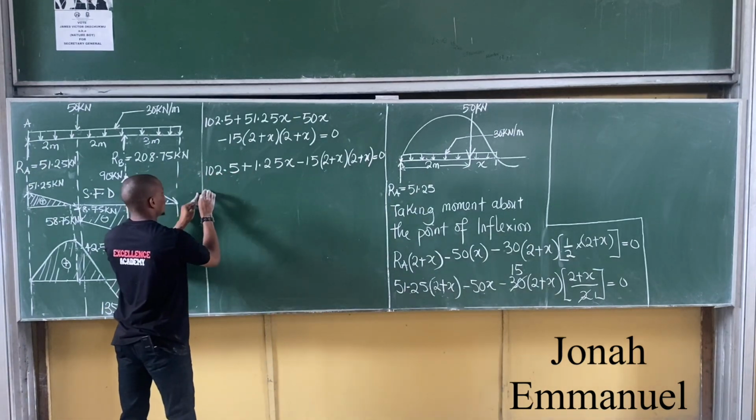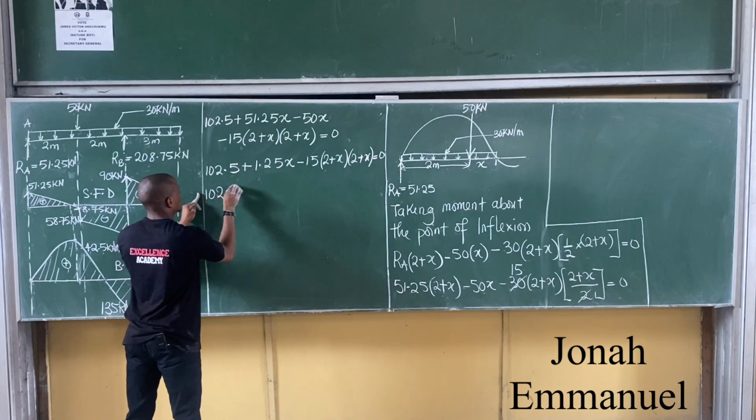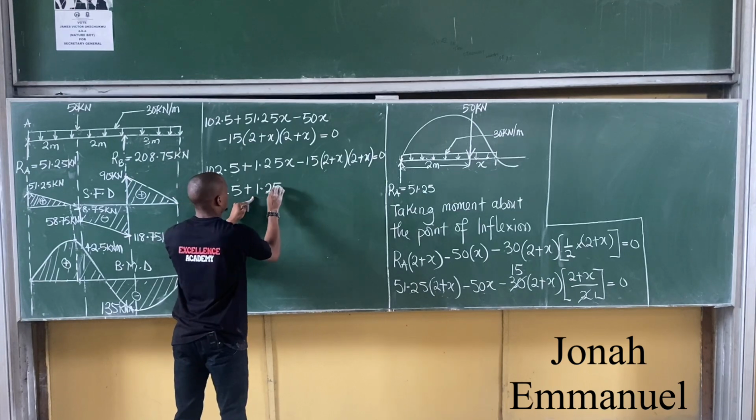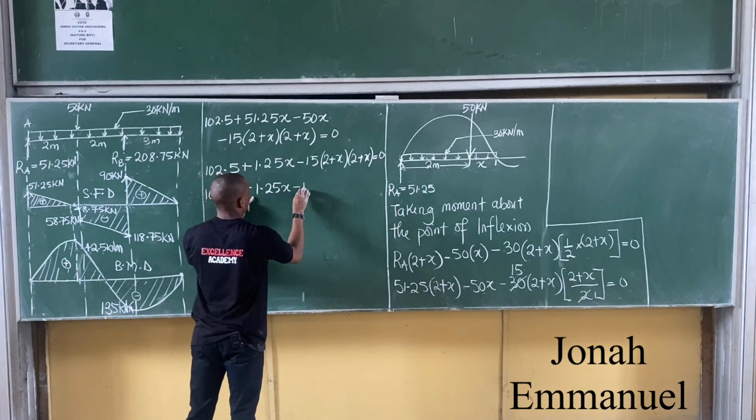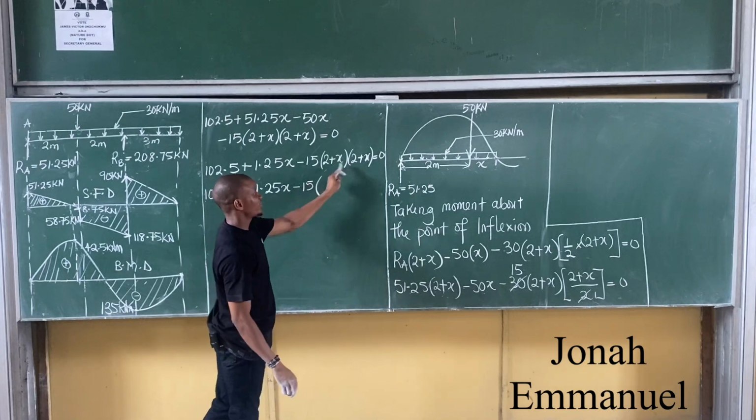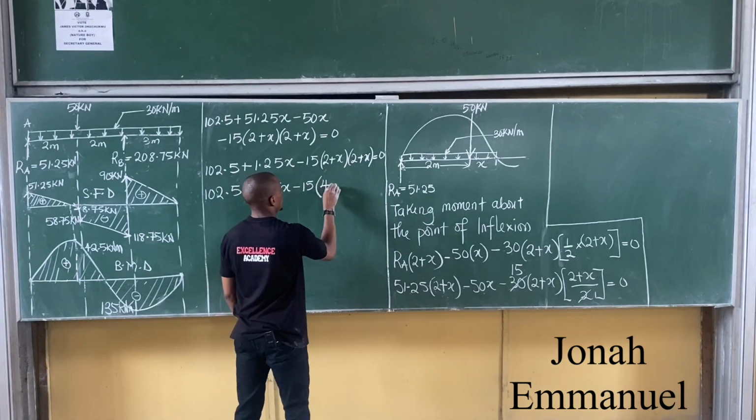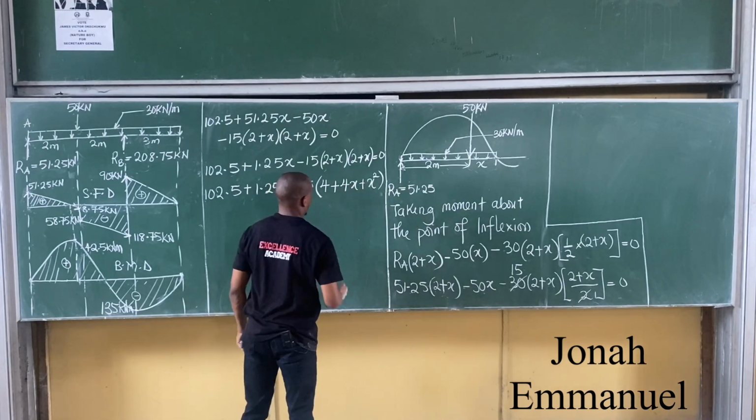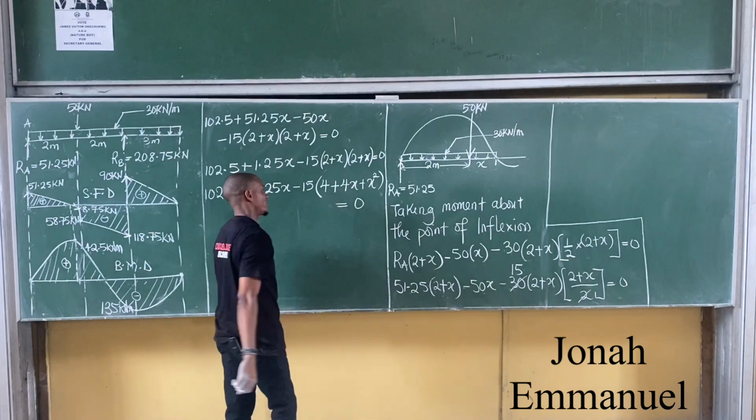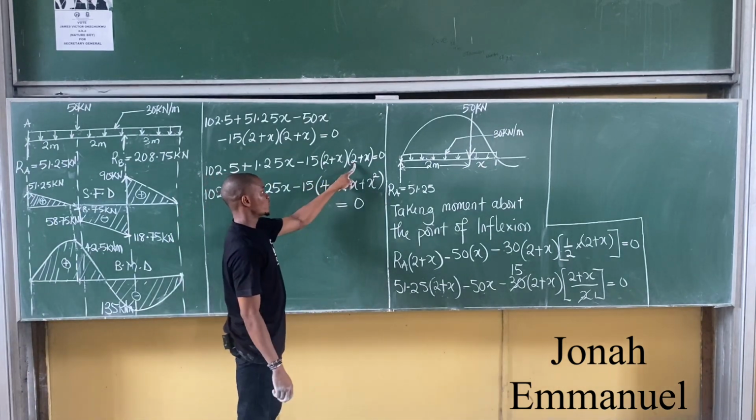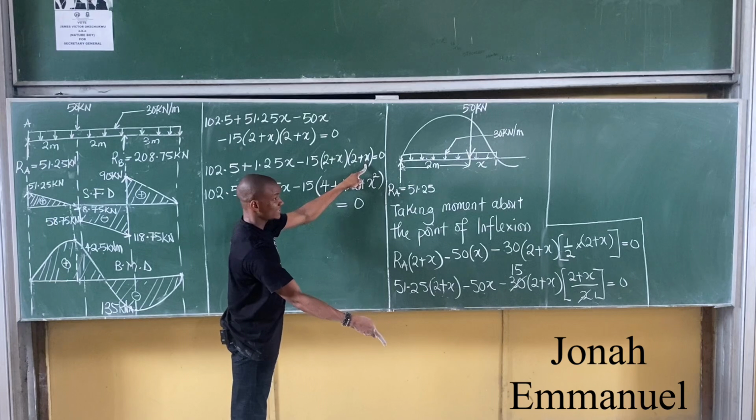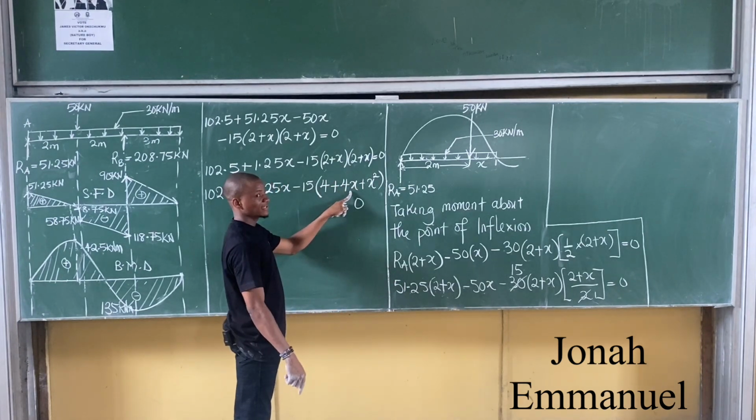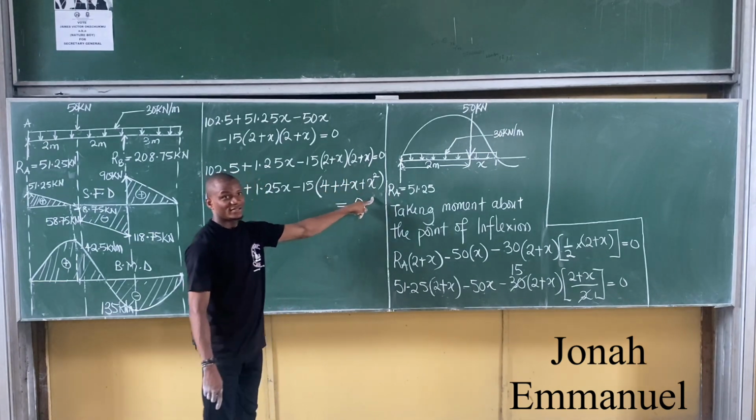So expand this now. I have 102.5 plus 1.25x minus 15 into, if I expand this, what do you get there? 4 plus what there? 4x plus what there? x squared equals what? 0. Have you? 2 times 2, 4. 2 times x, 2x. x times 2, 2x. 2x plus 2x, 4x. x times x, x squared. This is the one.